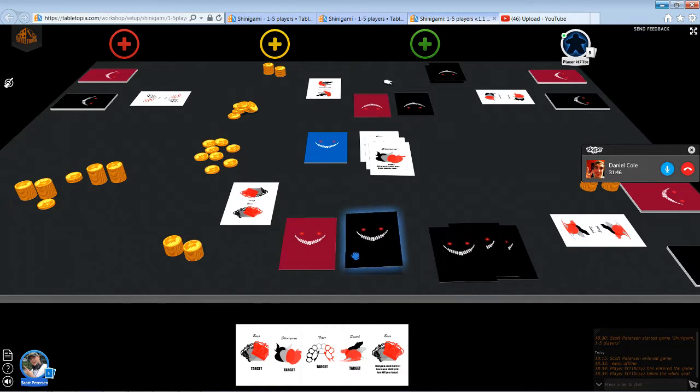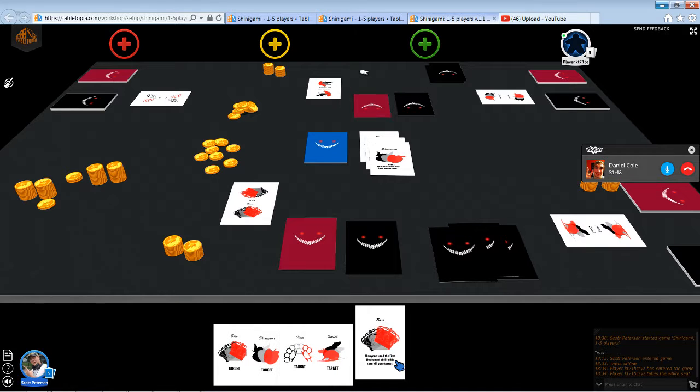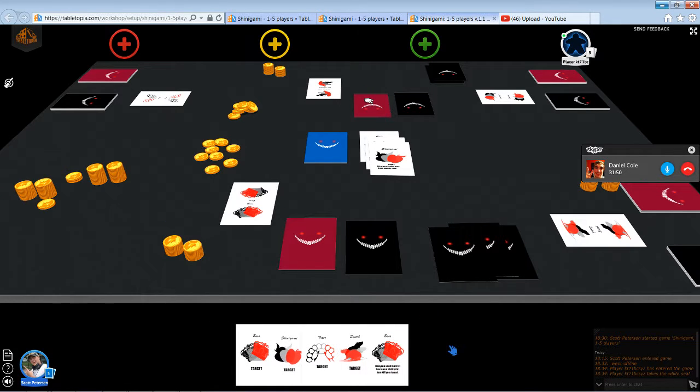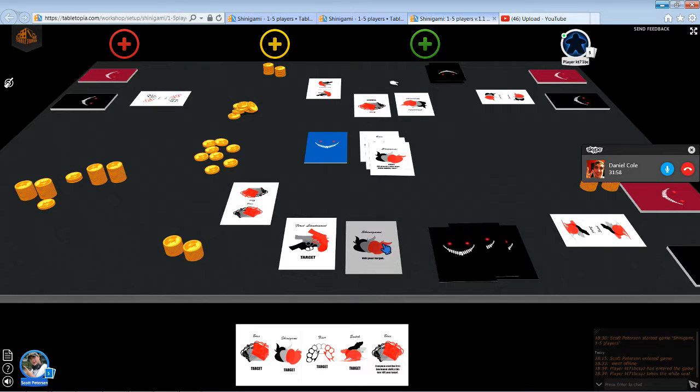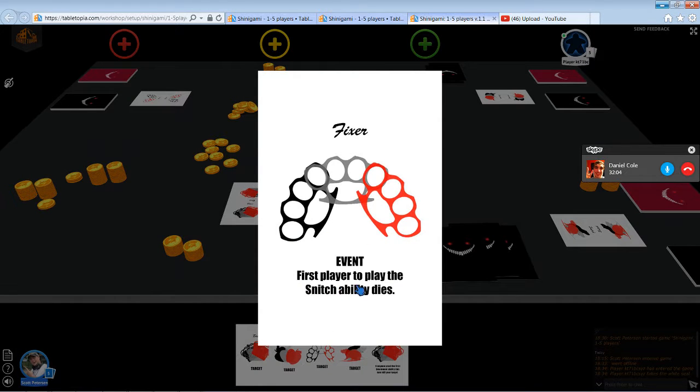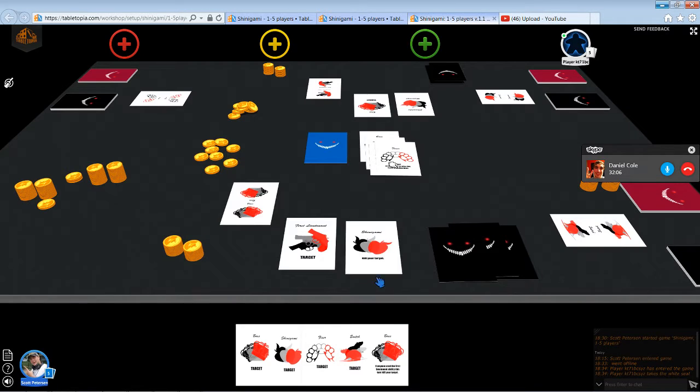Okay. I went first last time, so Daniel goes first this time. Okay. I'm going to target you, and I want the money, so I'm killing you. Okay. I also targeted Daniel, and I also want to kill him. So we're going to flip this event card, and it is first player to play the snitch ability dies. Neither of us are playing it.